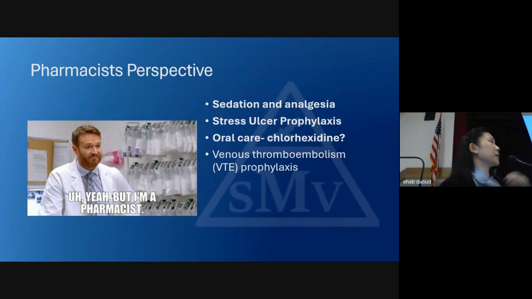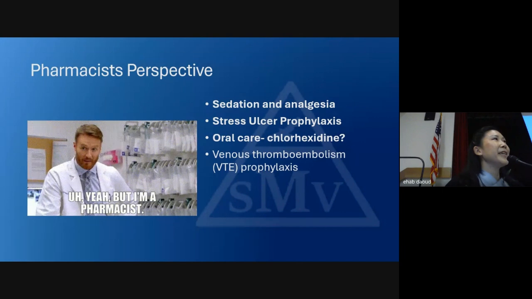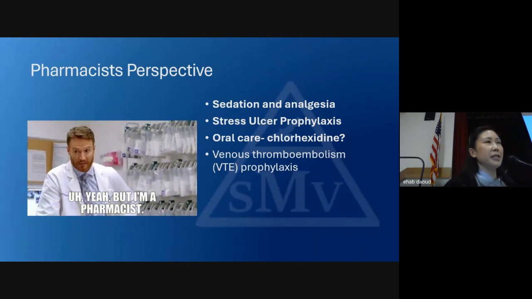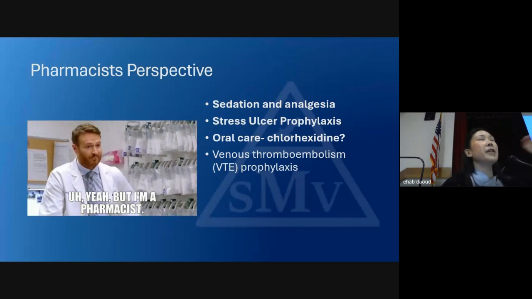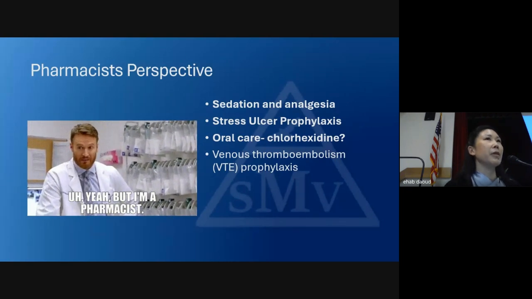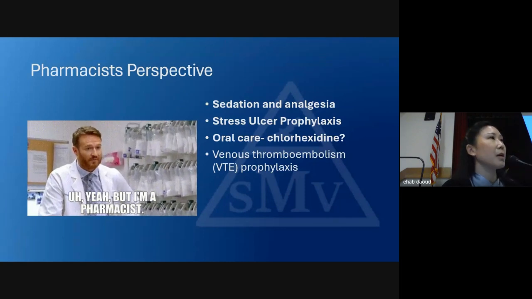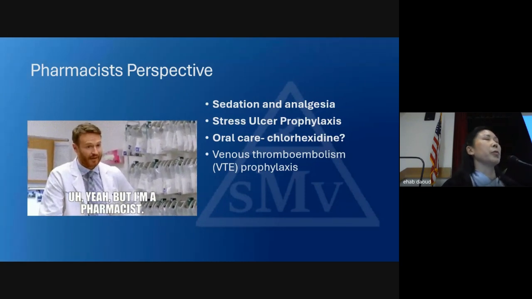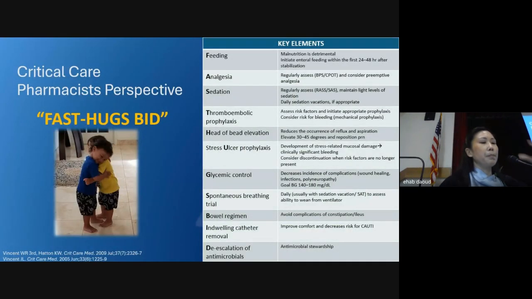So from my perspective, as far as these ventilator bundles go, I'm looking at sedation and analgesia, stress ulcer prophylaxis, and oral care. The VTE prophylaxis or venous thromboembolism prophylaxis, that's part of your daily care within any acute medicine or hospital type patient. I'm not going to spend a whole lot of time going over this because I want to focus more on those ventilated patients. So this is something that all hospital pharmacists or specifically critical care pharmacists look at daily.